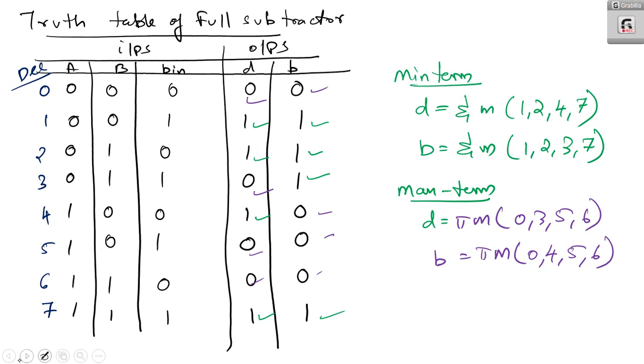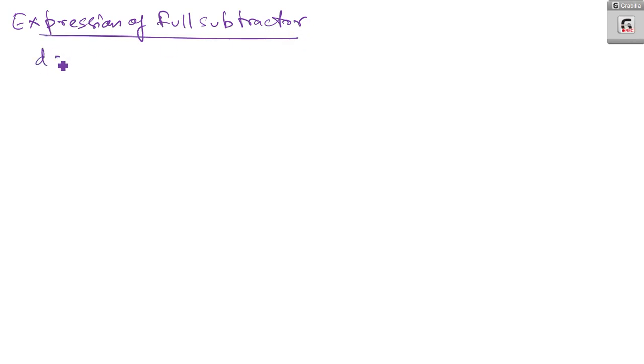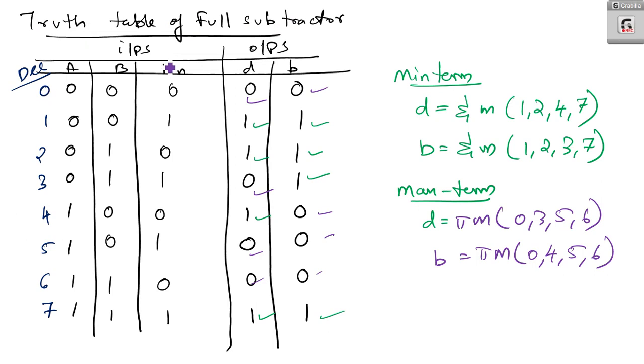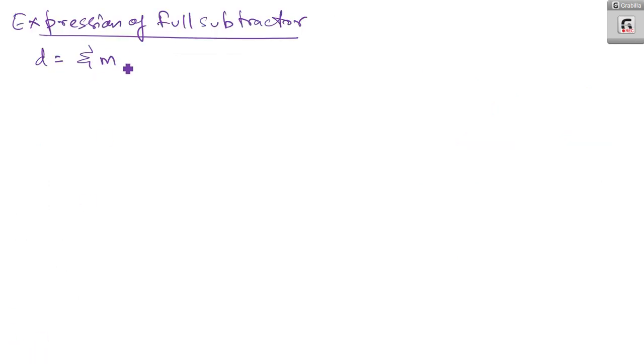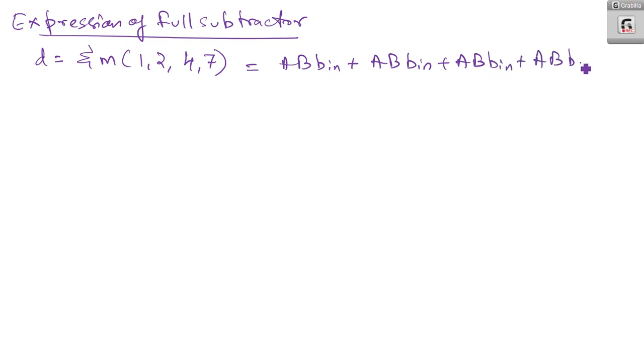Now let me come to detailing about this full subtractor. Coming into the expressions of full subtractor, the difference is given by sigma m 1, 2, 4, 7. You can write it as A'B'Bin, or A'BBin', or AB'Bin', or ABBin. 1 is 001, 2 is 010, 4 is 100, 7 is 111.